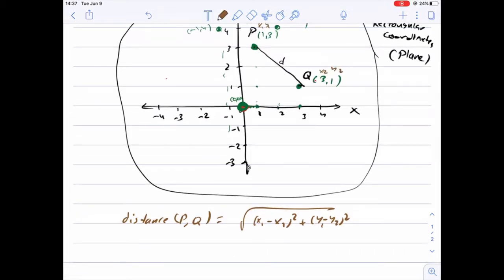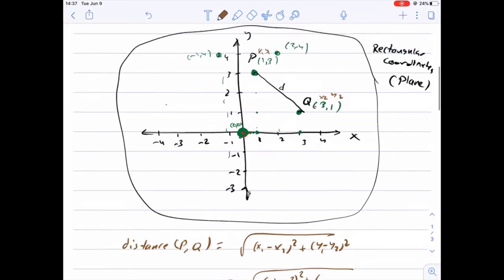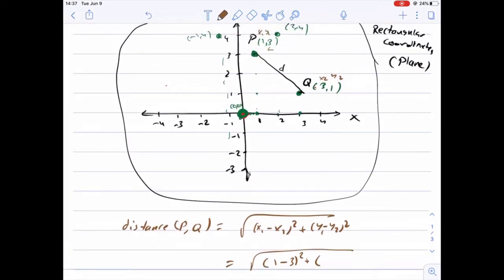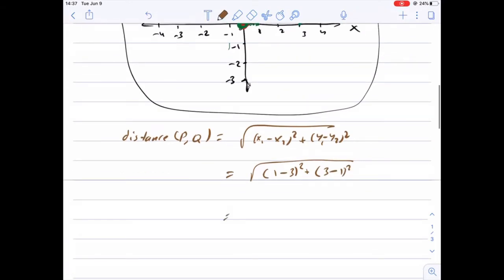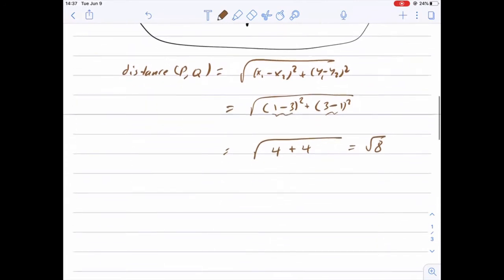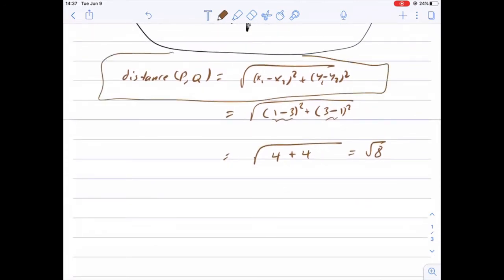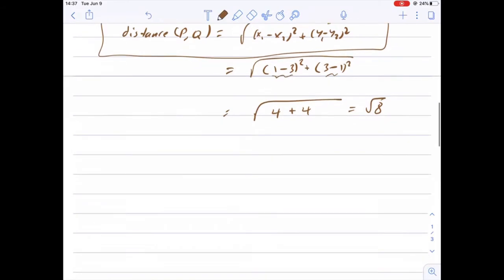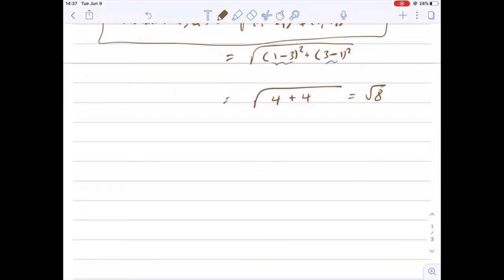Now we want to find this distance. This is the square root of (x1, which is 1, minus x2, which is 3) squared plus (y1, which is 3, minus y2, which is 1) squared. Now 1 minus 3 is negative 2, squared is 4, plus 3 minus 1 is 2, squared is 4. This is the square root of 8. So this is the distance between the points P and Q. We need to remember this formula. It gives us the distance between any 2 points in the rectangular coordinates, or on the plane.